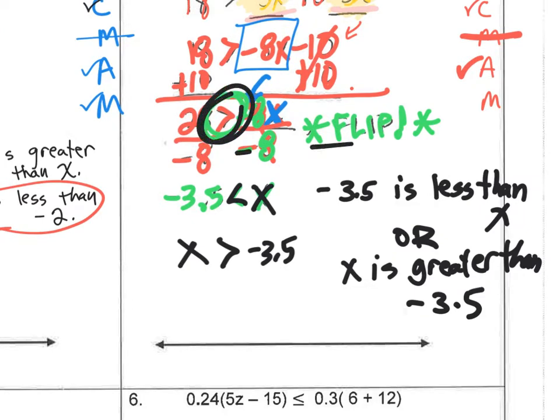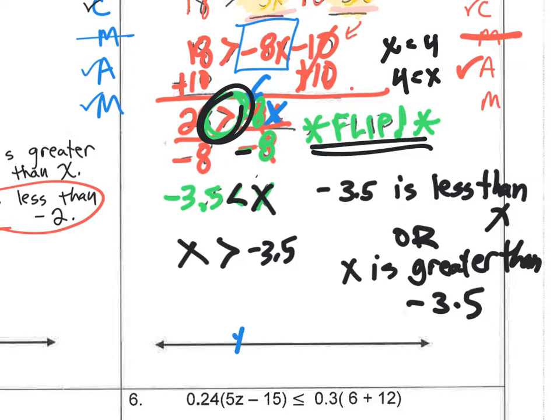Now, I don't want you to get confused. Whenever we're dividing by a negative, we call that a flip. Whenever we're just rewriting it, that's a switch. We're not changing anything, we're just rewriting it. Just like when we had equations, we could say x equals 4, or we could say 4 equals x. We're doing the same thing, but we're not doing any math.